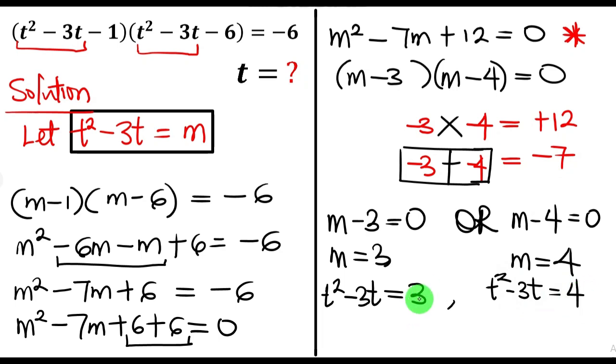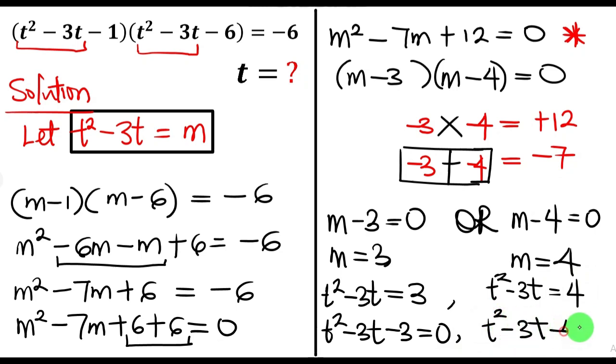Then I'm going to bring in my 3 to the left hand side, so I'm having t squared minus 3t. Then if I bring it in, I am having minus 3 equals 0, and at the same time if I bring my 4 in, I have t squared minus 3t minus 4 equals 0. At the end of the day, we have two quadratic equations here, one here, and this is the second one. We're going to press further to find the value of t.